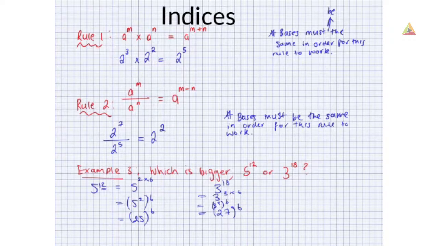When you look at these, 27 to the power of 6 versus 25 to the power of 6, which is going to be bigger? Well, we know that 27 to the power of 6 is going to be greater than 25 to the power of 6. So now we go back to the original question. This means that 3 to the power of 18 is actually bigger than 5 to the power of 12. So that's using your laws of indices to try and solve problems.